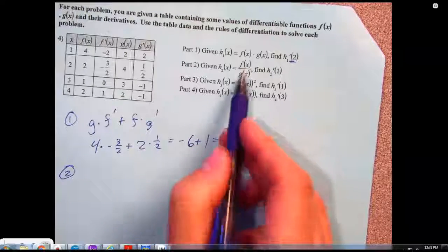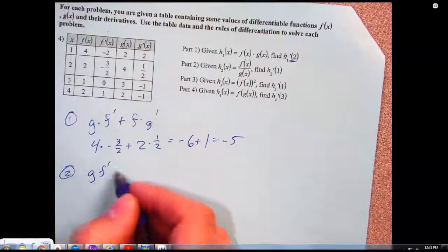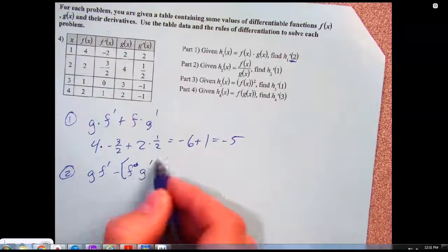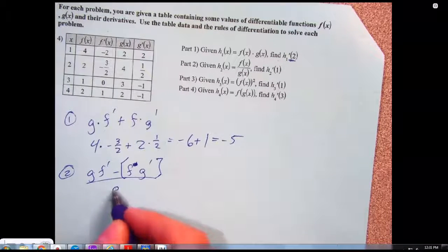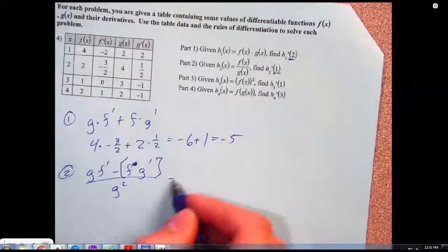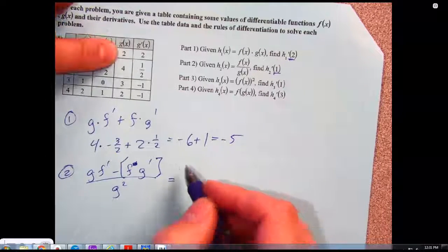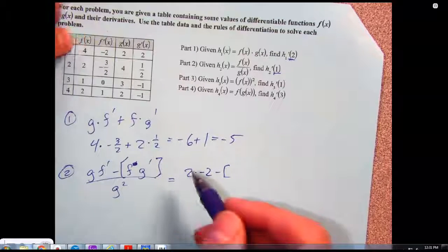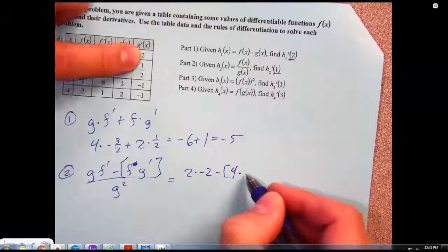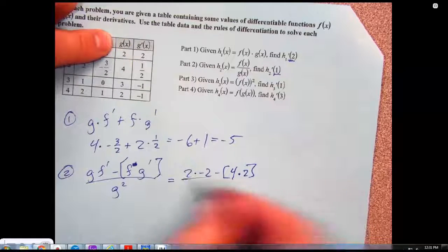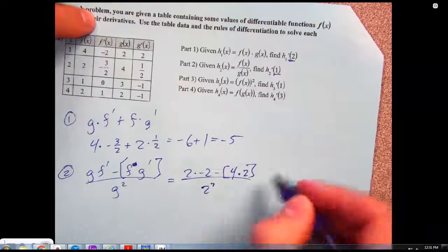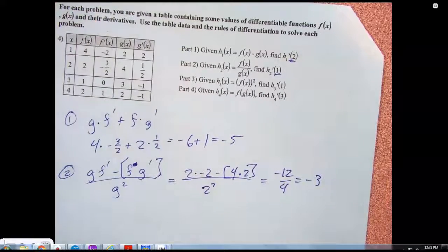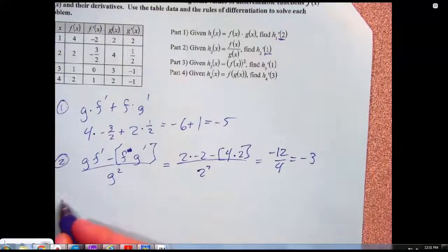Second one, that's quotient rule. So g times f prime minus f times g prime. It's just f over g squared, and now I'm plugging in 1. So g is 2, f prime is negative 2, f is 4, g prime is 2, and that's all over 2 squared, and that comes out to negative 12 over 4, which is negative 3.